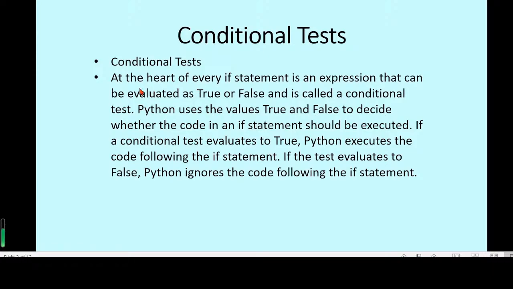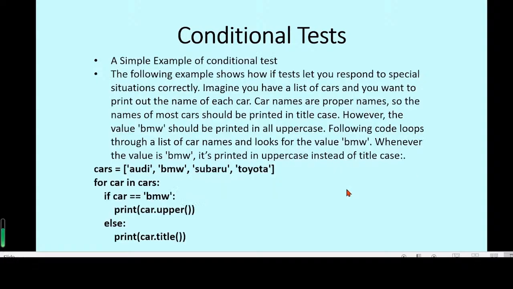Conditional tests. At the heart of every if statement is an expression that can be evaluated as true or false, and is called a conditional test. Python uses the values True and False to decide whether the code in an if statement should be executed. So if a conditional test evaluates to True, Python executes the code following the if statement. If the test evaluates to False, Python ignores the code following the if statement.